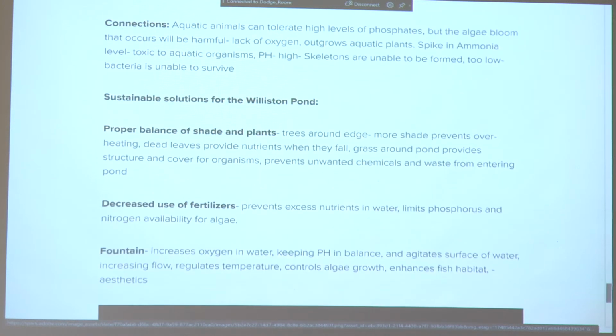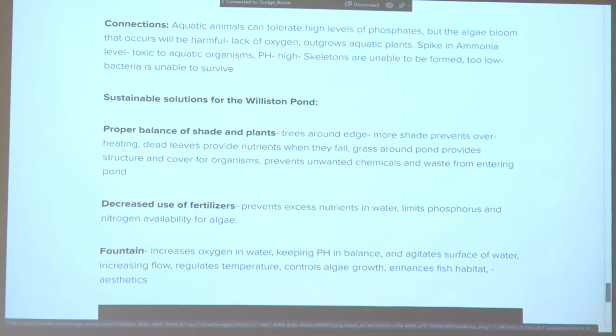So, I have a few sustainable solutions for the Williston Pond. The first one is a proper balance of shade and plants. Trees around the edge: Physical Plant just cut down a few trees by the gym this summer, which may not be a good thing, with more sunlight entering the pond. Also, the dead leaves, when they fall, provide nutrients into the water, carbon, phosphorus, and nitrogen that can be used by the organisms there. The grass around the pond also provides structure and cover for organisms, so if we let that grow up a little bit around the edge, that may be better, and it also protects from unwanted chemicals and waste entering the pond.